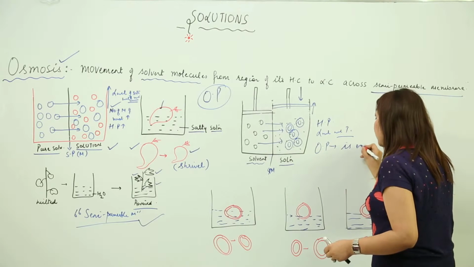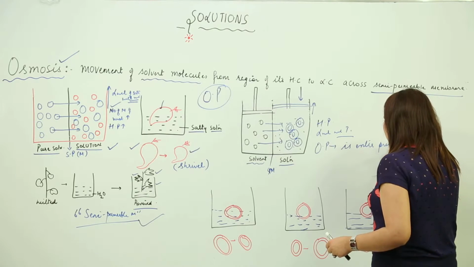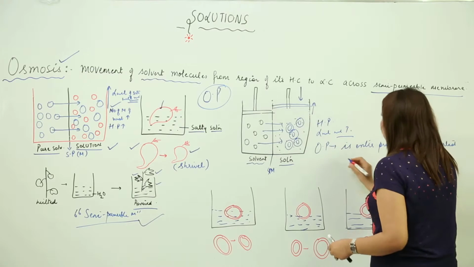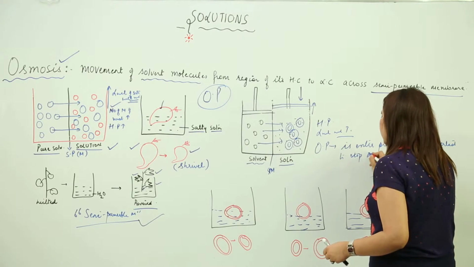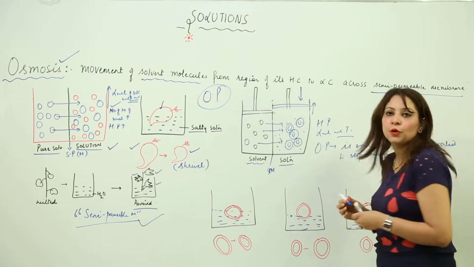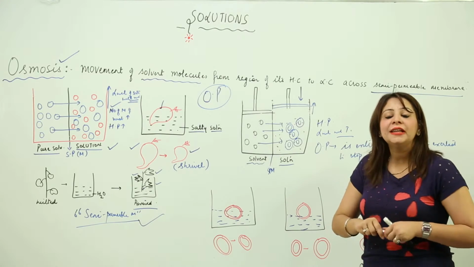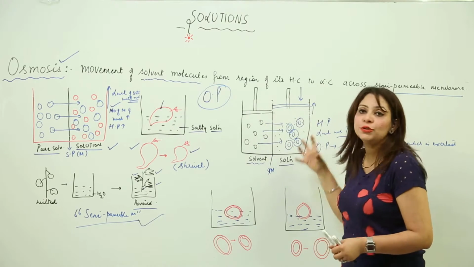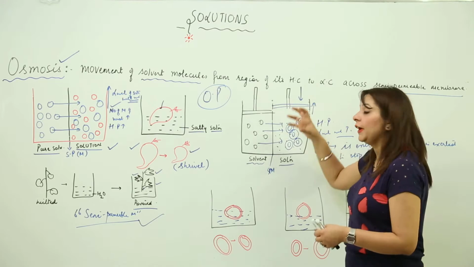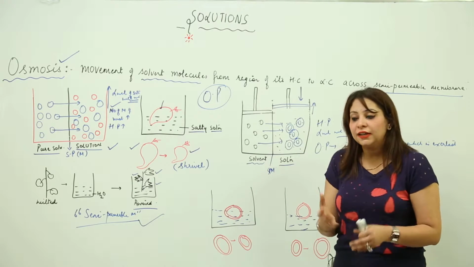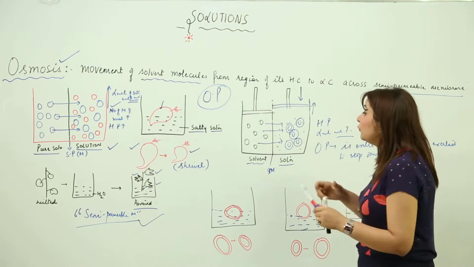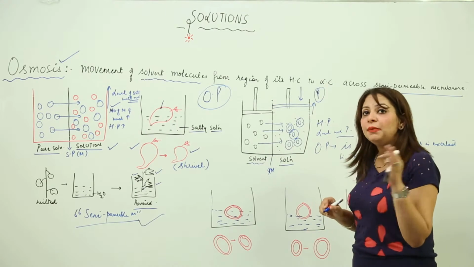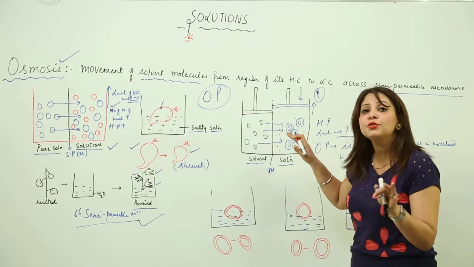It is the extra pressure which is exerted from outside, obviously, to stop osmosis, and a stage will come when the osmosis will just cease. That means more solvent particles won't move from this side to this side. And you know that if you apply pressure more than a limit, then what is going to happen? Suppose I apply pressure P. So when I apply pressure P, this much pressure is sufficient to stop osmosis.